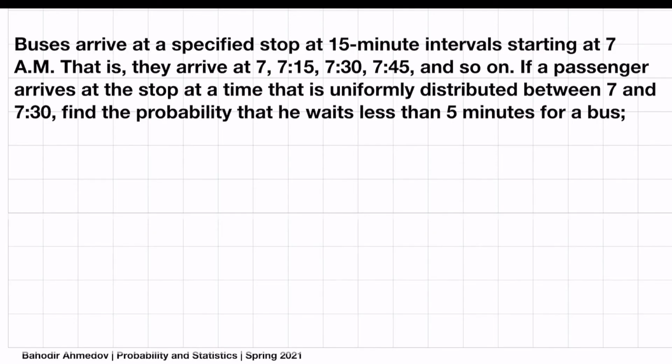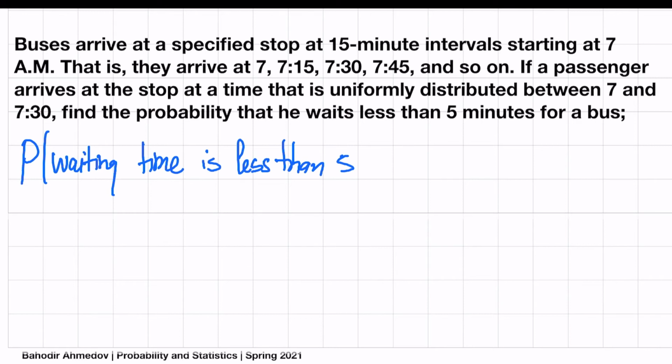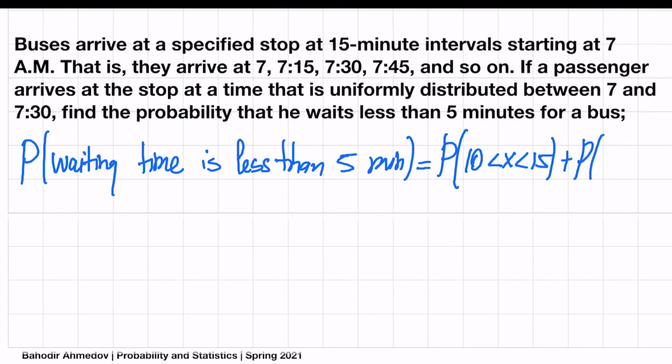So let us do this. The probability that the waiting time is less than 5 minutes is the same as finding the probability that he's going to arrive between 10 and 15 or 25 and 30. Since the random variable x has the uniform distribution, we first have to derive its density function, and then we are going to integrate this over the given intervals in order to find the probabilities.